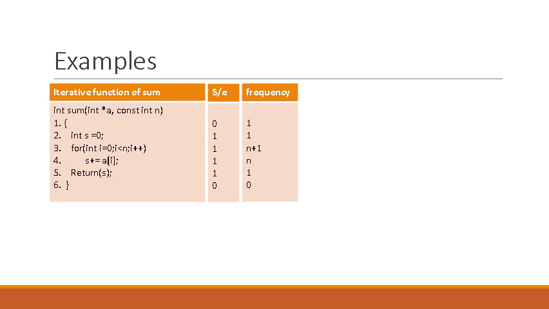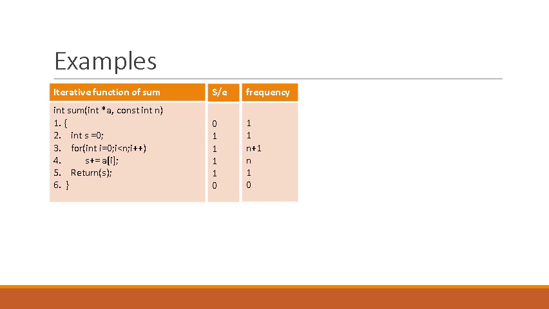When i is equal to 0, it will go inside and a[0], the 0th element, will be added to s. Then for i is equal to 1, a[1] will be added to s. Like that, a[0], a[1], a[2], 3, 4, and 5, such that 5 number of times s is equal to s plus a[i] will be executing. That's why its frequency count is n. And return is going to execute only once, so return will be 1.